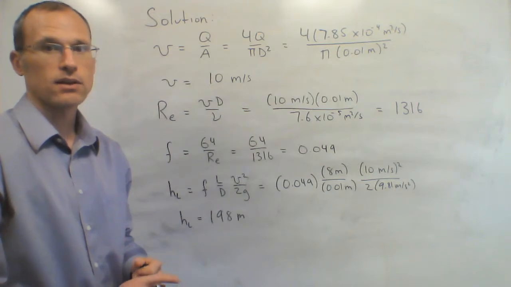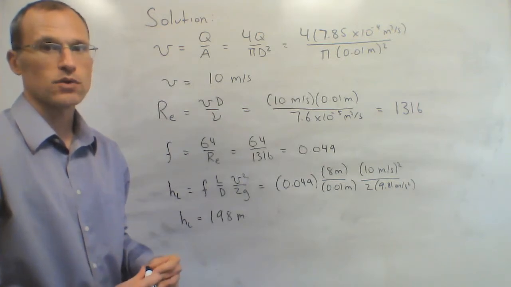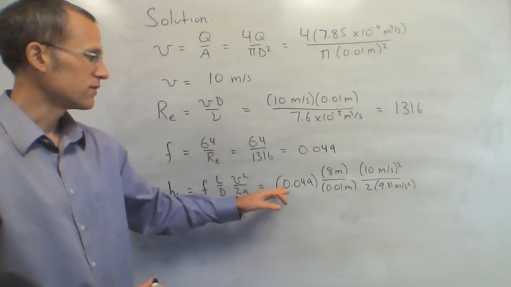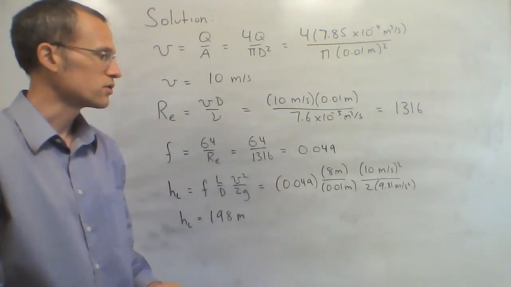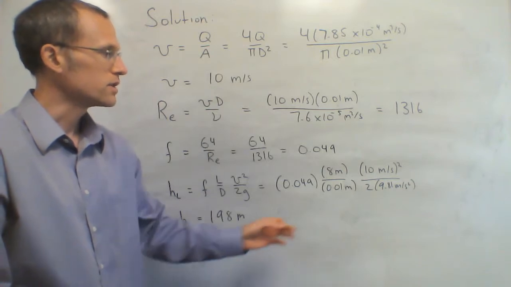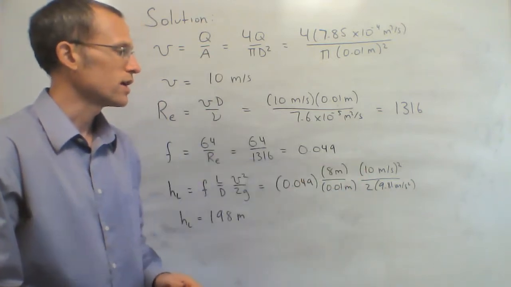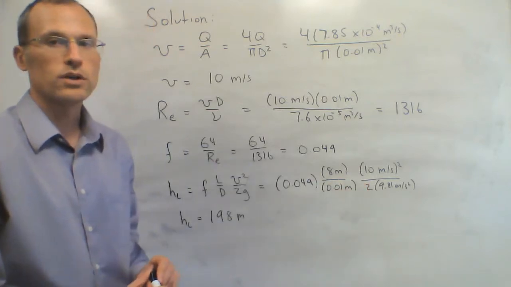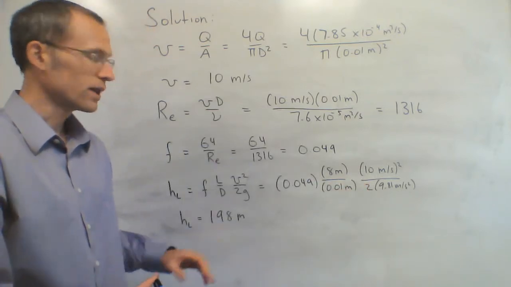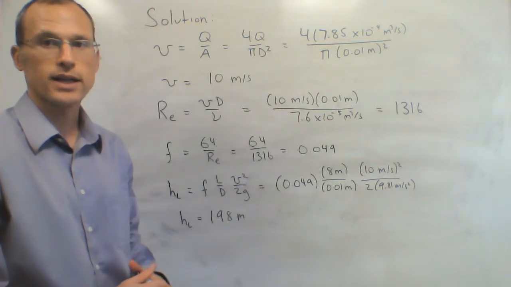Then finally find my head loss, F L over D times V squared over 2G. So F 0.049, length 8 meters, diameter 0.01 meters, velocity 10 meters per second, square that, divided by 2G, 2 times 9.81 meters per second squared, gives a total head loss for this scenario of 198 meters.